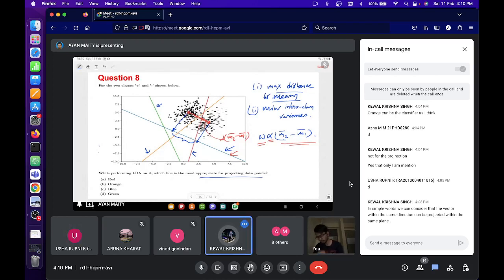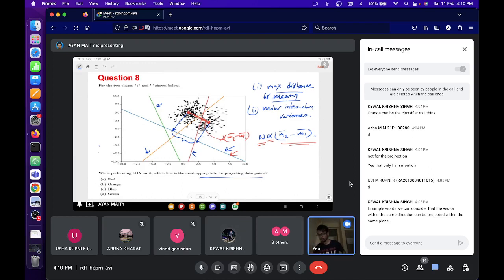Sir, I want to argue, I want to present one argument. As my peers have classified orange line and one more was the red, might the peers have an issue with the understanding of the projection and the classification? As I have seen the comments, I am just putting it in my words that orange can be the classifier, as I think, because they might not be from the same background, so they might have an issue of understanding between classification and projection.